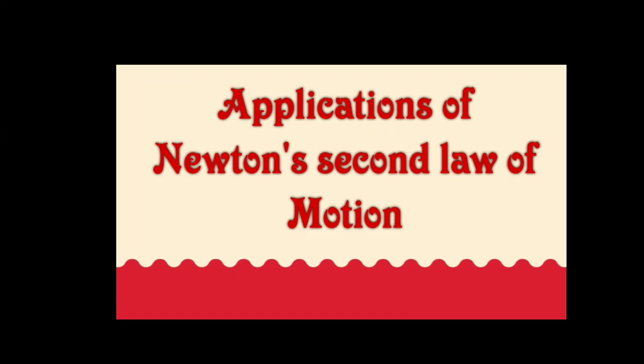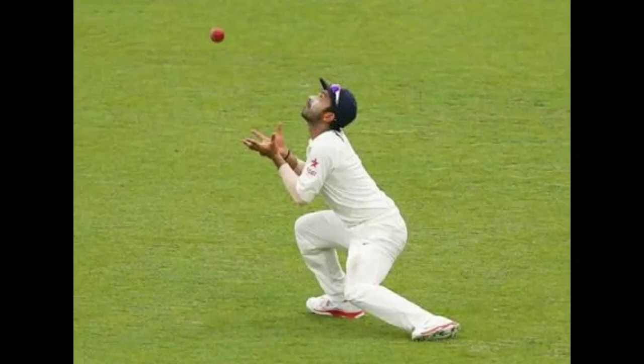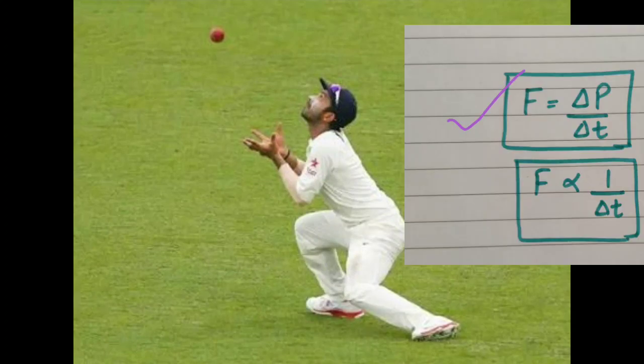Now we will study some applications of Newton's second law of motion. Students, we often observe that a cricket player lowers his hands while catching a ball. Do you know what is the reason behind it? We will apply Newton's second law of motion here. According to Newton's second law, F is equal to delta P upon delta t. It means force is inversely proportional to time. It means when force increases, time decreases, and when force decreases, time increases.